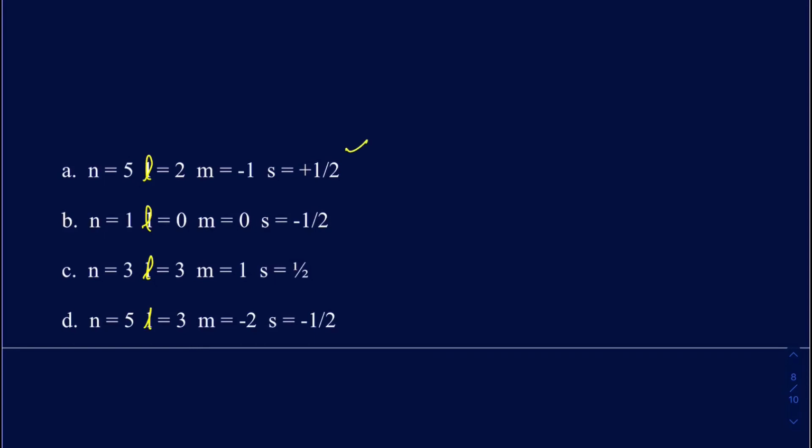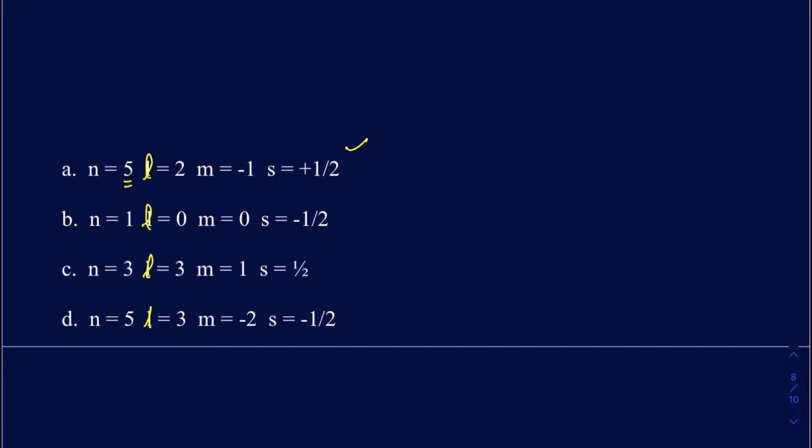Let's look at the first one. Your n is 5. If your n is 5, what are the possible values for l? Remember, it could be 0, 1, 2, 3, 4, as long as it's less than the n value. You're not going to be given all of them, so even if one of them is in there, that means it's fine. So the l value is 2, and that's good.